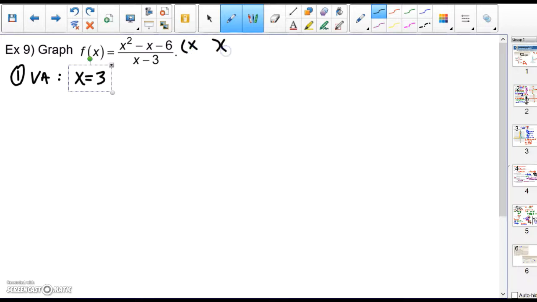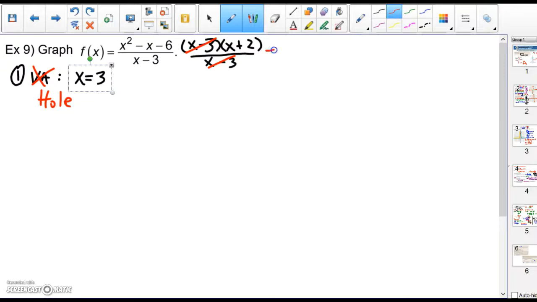The top, you need two numbers that multiply to -6 and add up to -1. The top is going to be x minus 3 times x plus 2. So if you notice, the x minus 3 actually cancels out. And so we're not going to have a vertical asymptote, we're going to have a hole. This is the first one of these that we've seen. It's a hole, not a vertical asymptote.